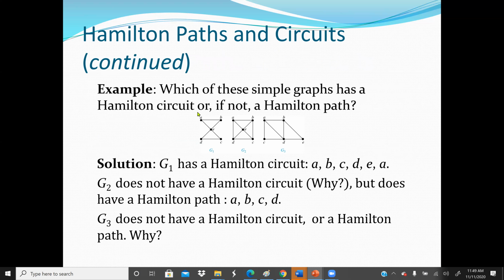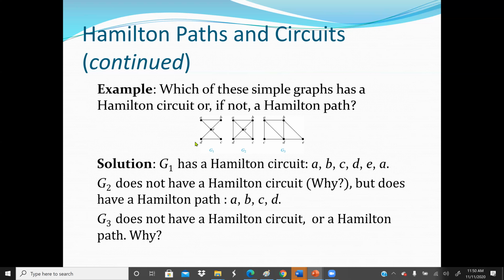Now let's see an example. Which of these simple graphs has a Hamiltonian circuit, or if not, has a Hamiltonian path? The solution says G1 has a Hamiltonian circuit. So this concept is the same as an Euler circuit. Here we start from actually the same question. We start from A, B, then we have C, D, E, A. So G1 has a Hamiltonian circuit.